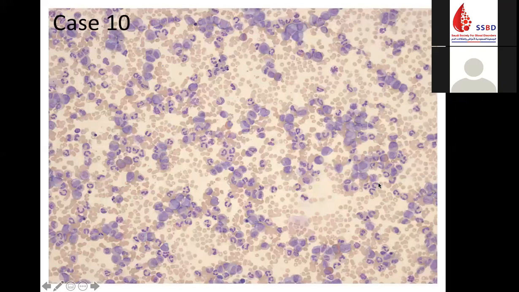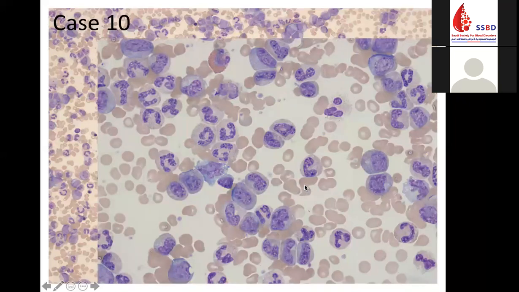Very hyperleukocytosis, heterogeneous cells. We have from low power many neutrophils, left shift, nucleated RBCs, some apoptotic cells. Yes, I agree with you. So predominance of neutrophils, segmented neutrophils and bands, myelocytes, some promyelocytes, metamyelocytes, occasional eosinophils.